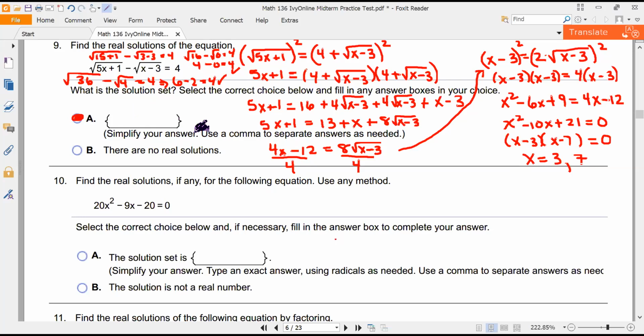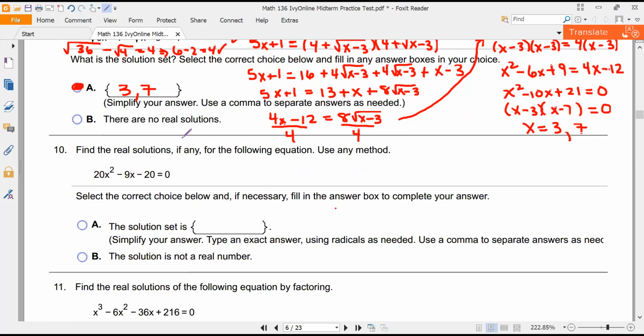And this says simplify your answer, which we did. Use a comma to separate the answers as needed. This is not an ordered pair, it's a set of solutions. So in this specific one, both answers worked. We might give you one where one works and one doesn't, or they both fail. So you do have to do the check.